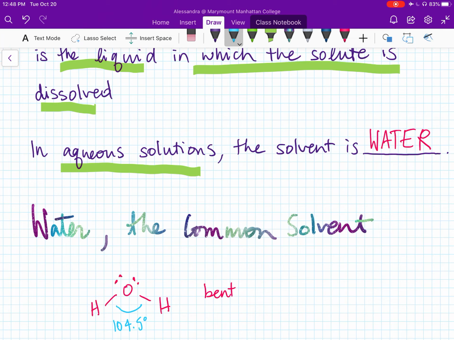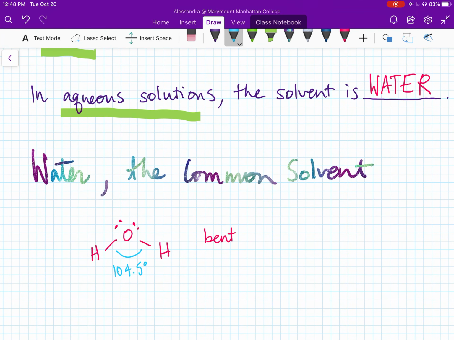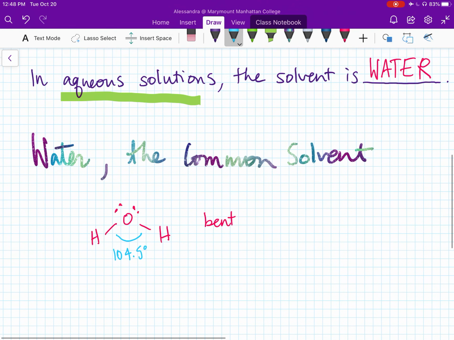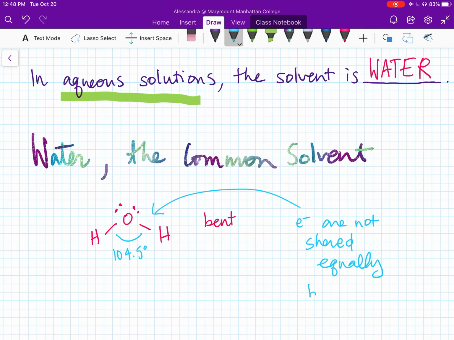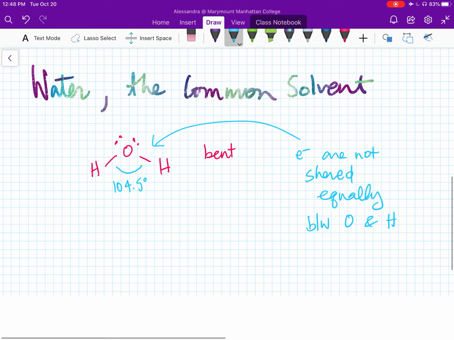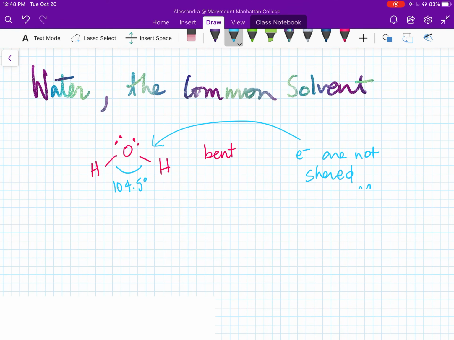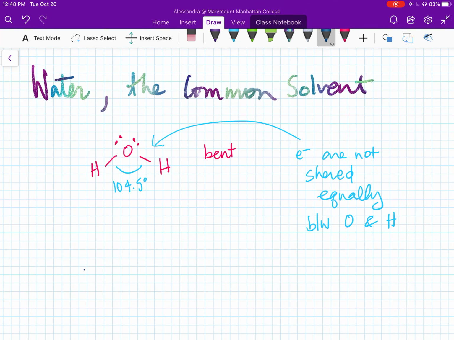There's a nice strong covalent bond between oxygen and hydrogen. These are good covalent bonds, but the electrons in these bonds are not shared equally between the O and the H. The reason for that is that oxygen is very electronegative. Oxygen is the second most electronegative element on the periodic table, and hydrogen is very electropositive.